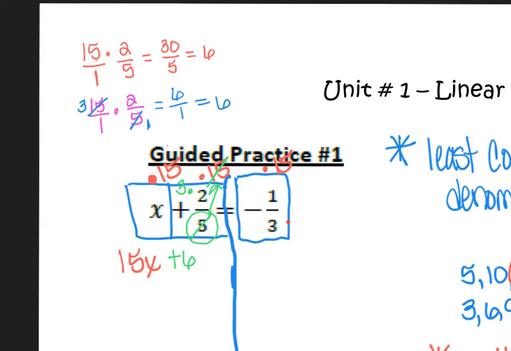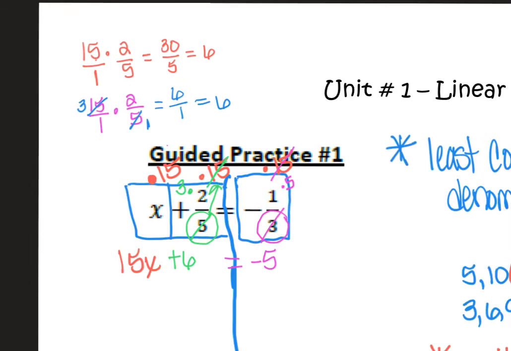We're going to do the same thing with the next one. We're going to look at this one and say, look at the denominator. The denominator is 3. How many 3's go into 15? And so then you're going to say, oh, that's 5. So we're looking at how many 3's go into 15. That is 5. So then I'm going to multiply this top number by 5. So 5 times -1 will be -5.